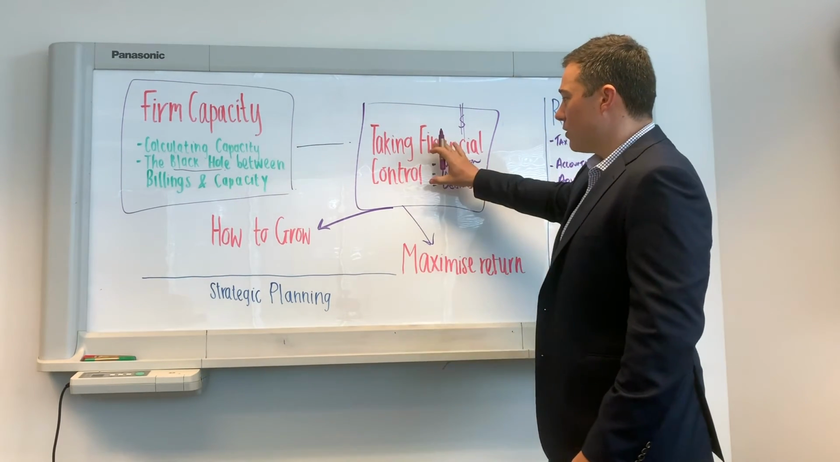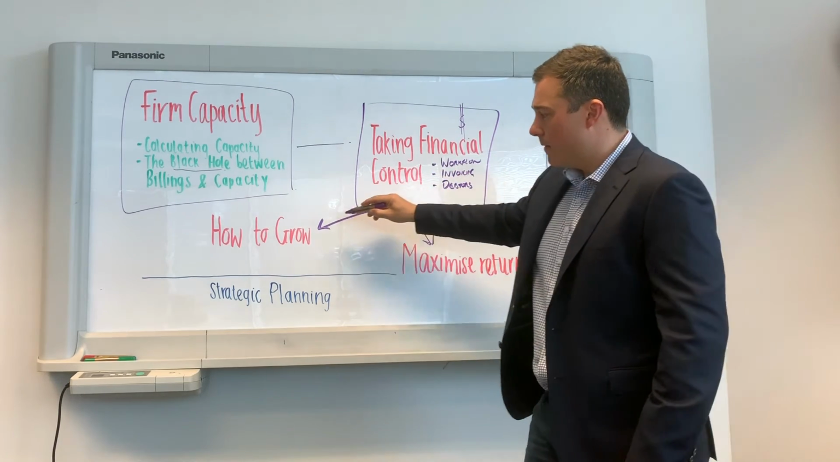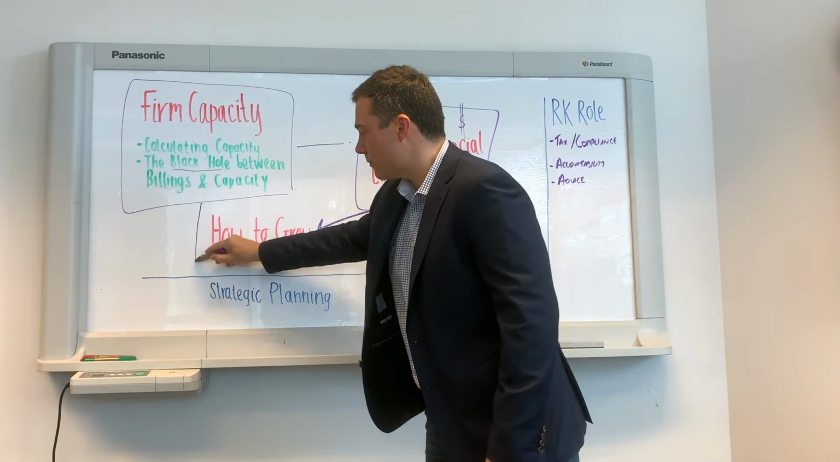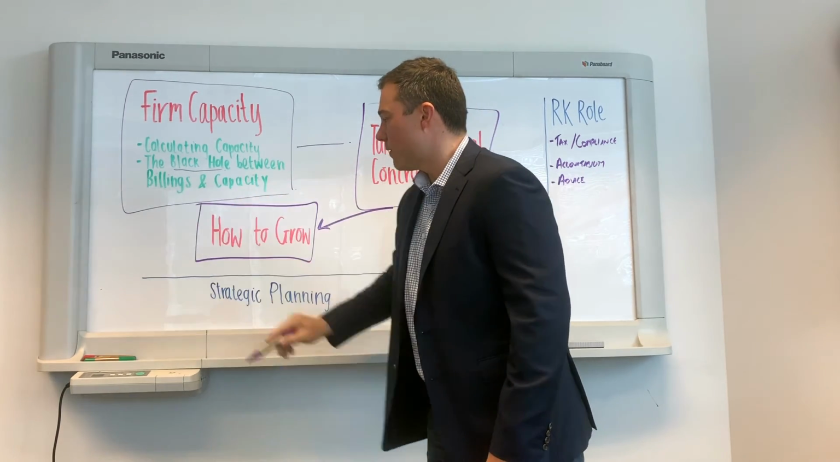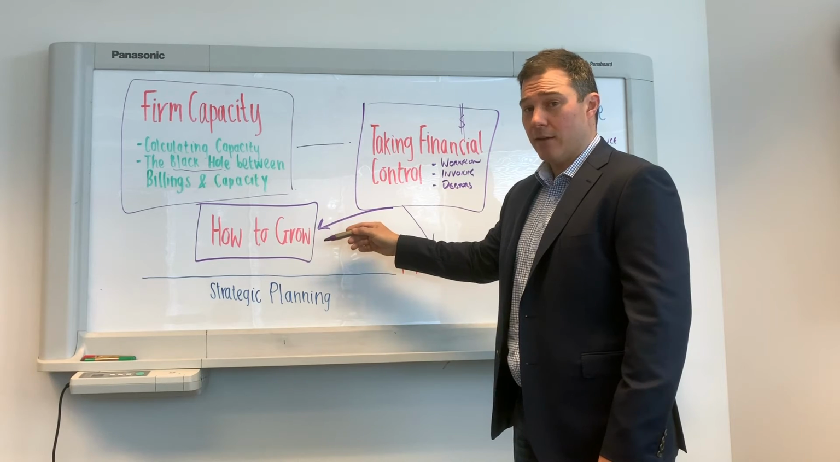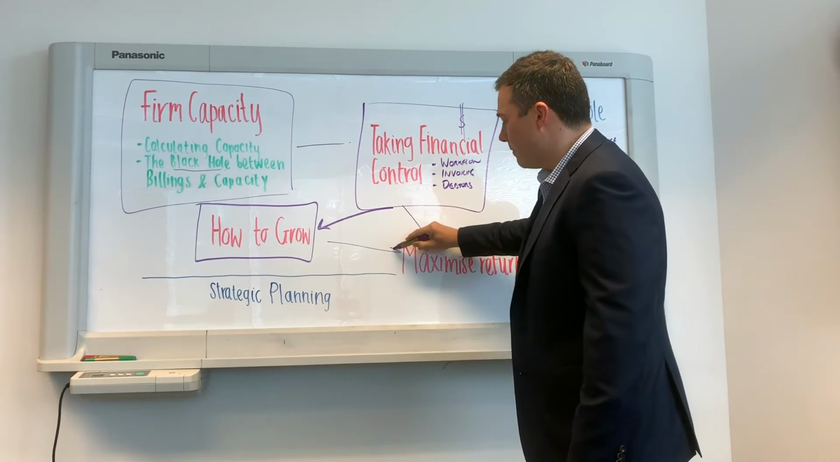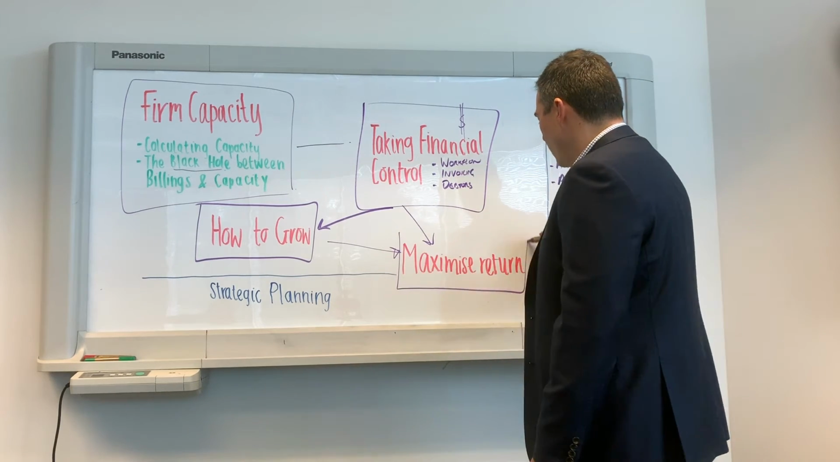So at this juncture, having taken financial control, we're either looking to maximise return or we're looking at how to grow. If it's how to grow, we've got 5 steps in that. Like I said, there's an ebook downloadable at the bottom of this video, and then we're moving on to maximising the return to owners.